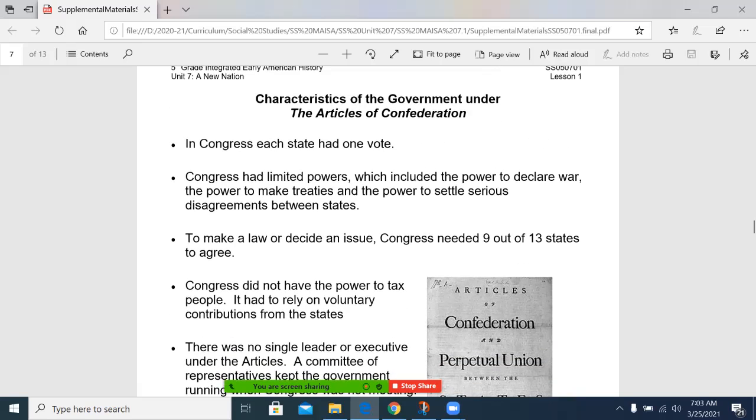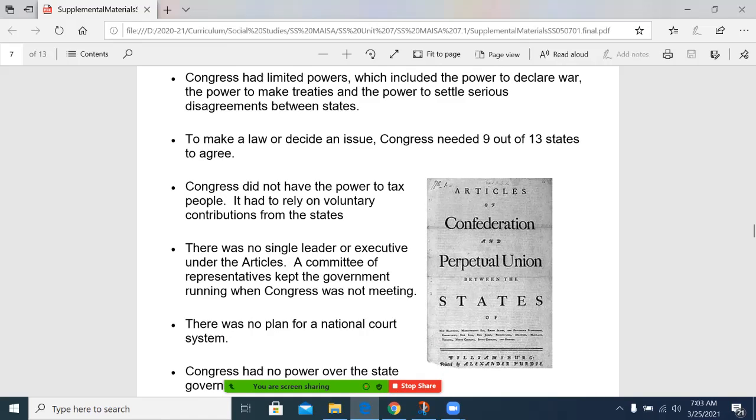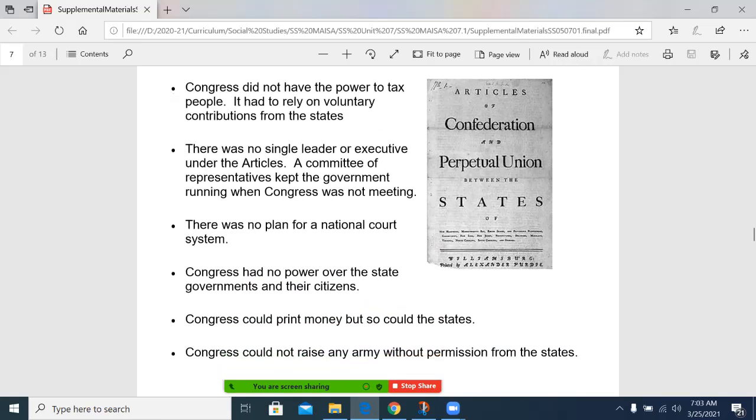Characteristics of the government under the Articles. Congress had one house, and each state had one vote. A lot fewer people to come to Washington. Congress had limited powers, which included the power to declare war, make treaties, and settle serious disagreements between states. To pass a law, Congress needed 9 out of 13 states. It did not have the power to tax, and had to rely on voluntary contributions from the states.